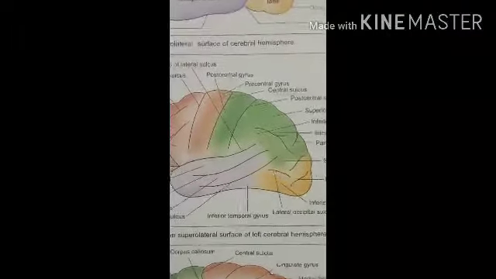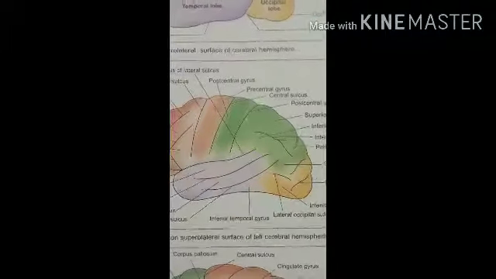Then let's see the sulci and gyri which are present on the medial surface. Here you can see the medial surface. First is the cingulate sulcus. This large sulcus is present here, and it is called the cingulate sulcus.